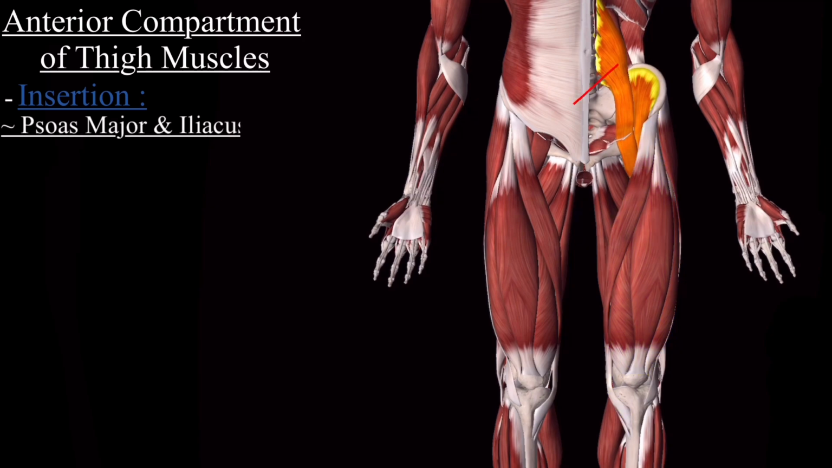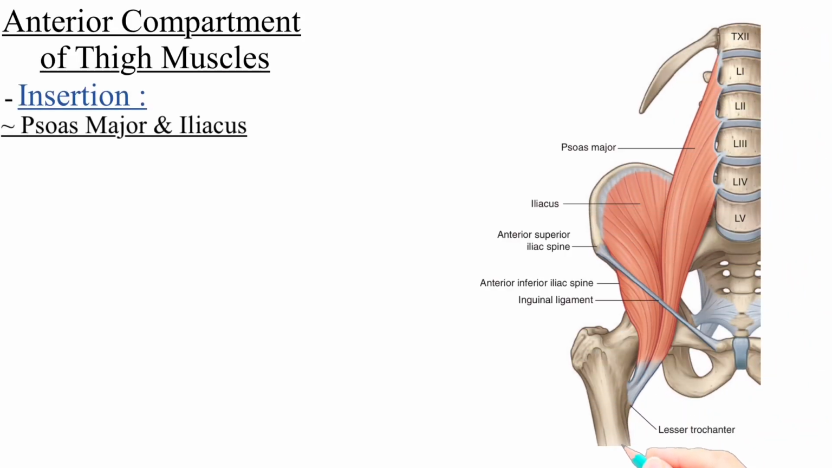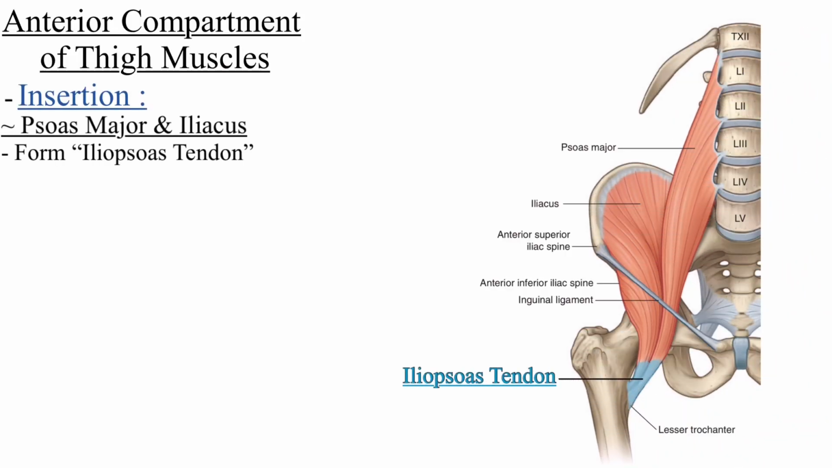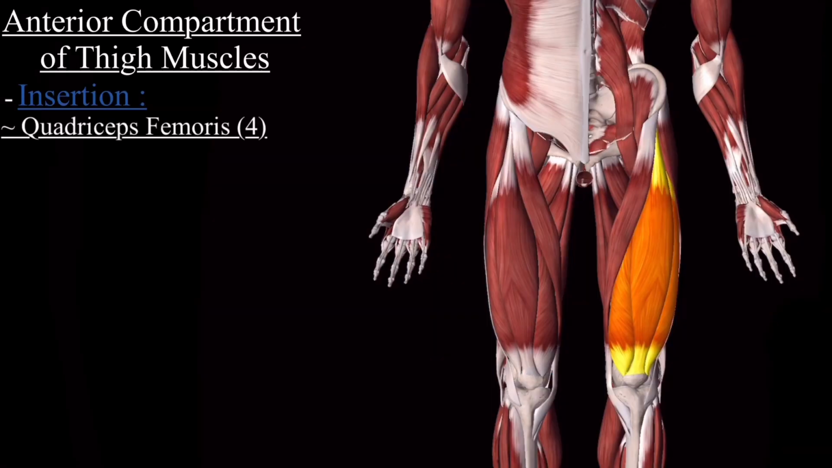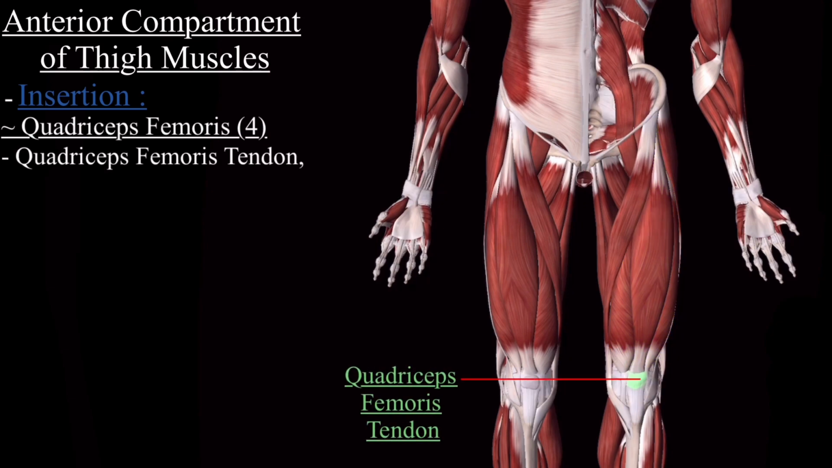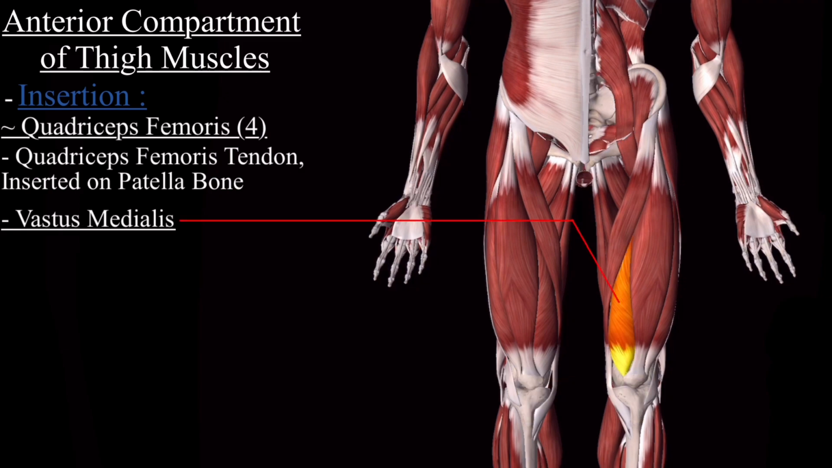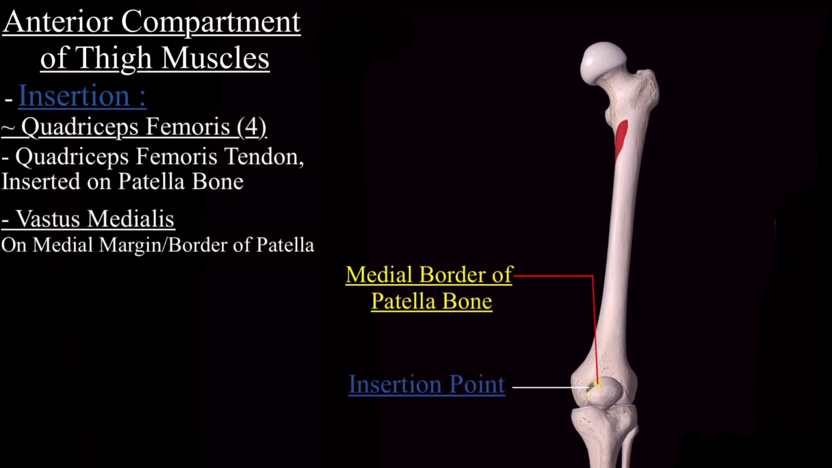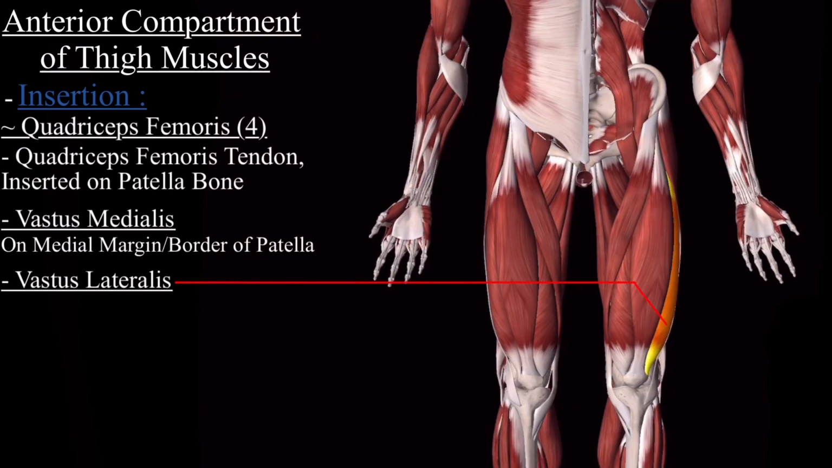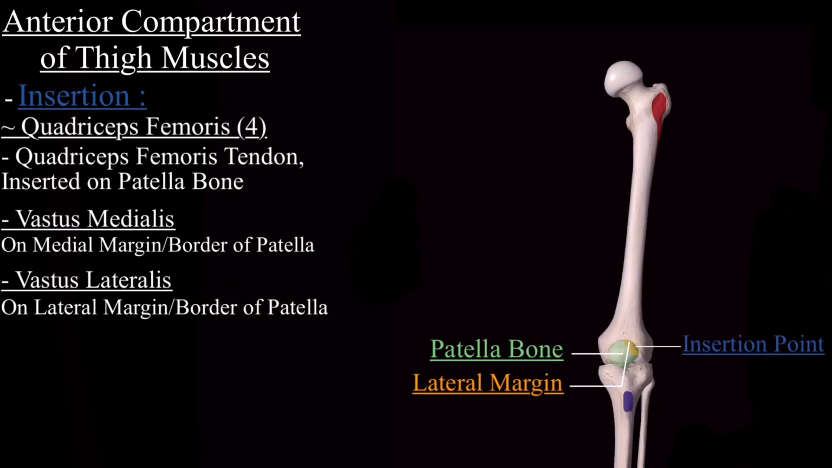The Psoas major and Iliacus muscle combine together to form a common tendon called the iliopsoas tendon, and together insert on the lesser trochanter of the femur bone. The combined tendon of the 4 quadriceps femoris muscles is called quadriceps femoris tendon, and it is inserted on the patella bone. The vastus medialis muscle is inserted on the medial margin of the patella bone.